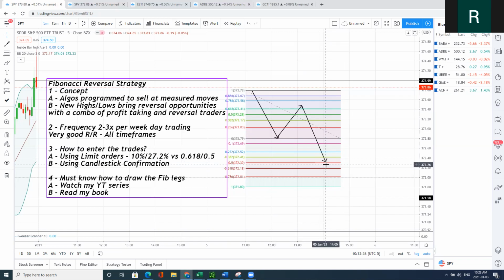And how to enter the trades, you can use limit orders or candlesticks. And I'm going to talk to you guys about that through all the examples we go through. So you must know how to draw the fib, right? And if you're still struggling with that, I have the whole YouTube playlist on Fibonacci, so check that out.